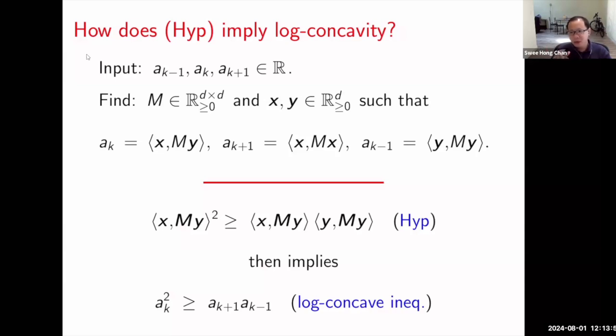Up till here, are there any questions? Everybody happy? Okay, thank you.